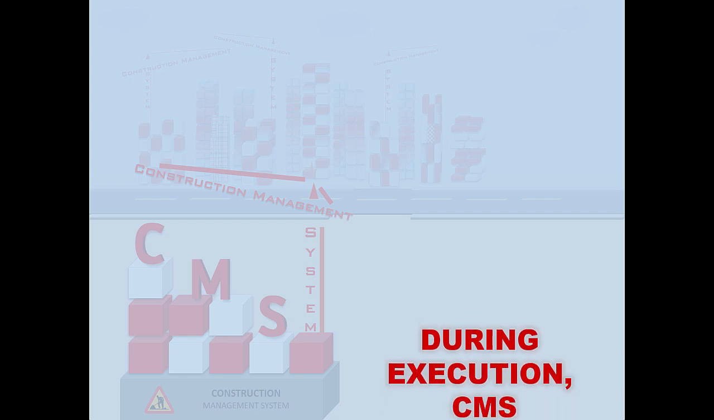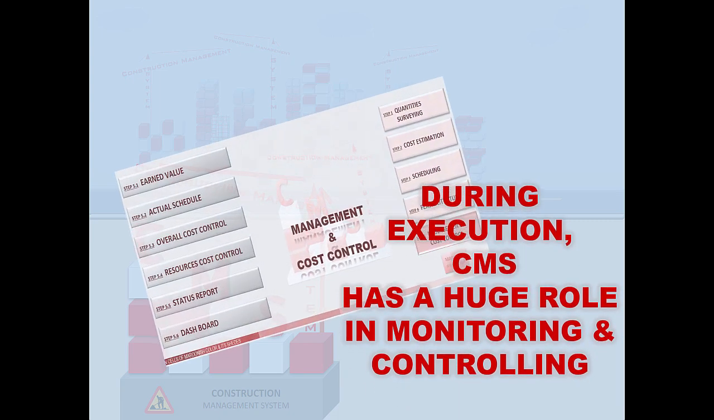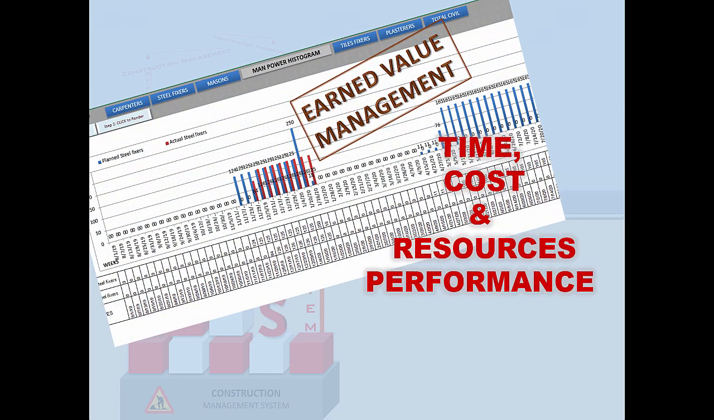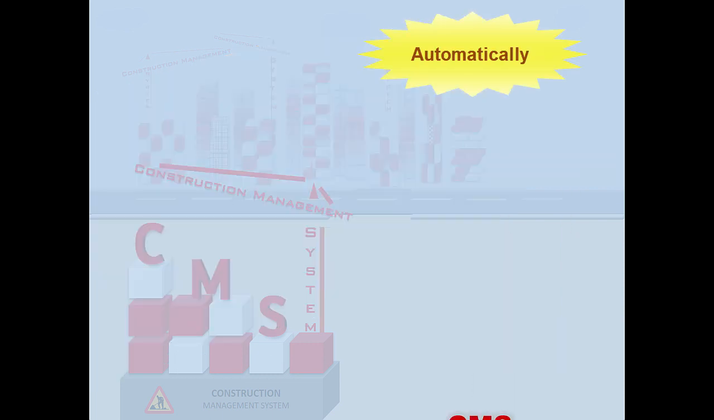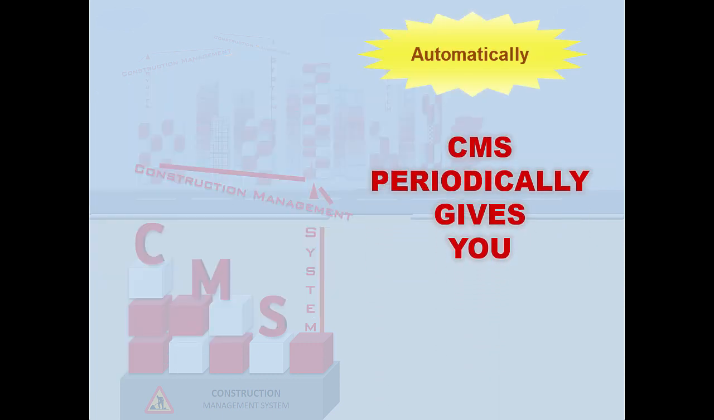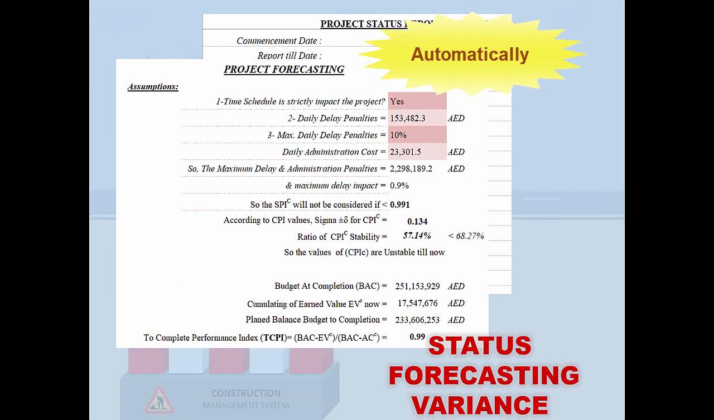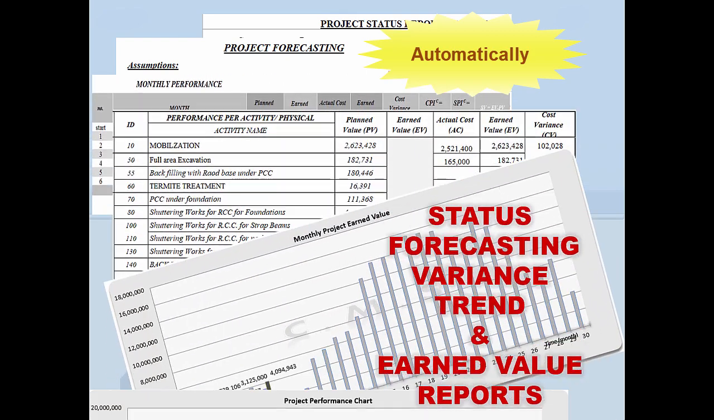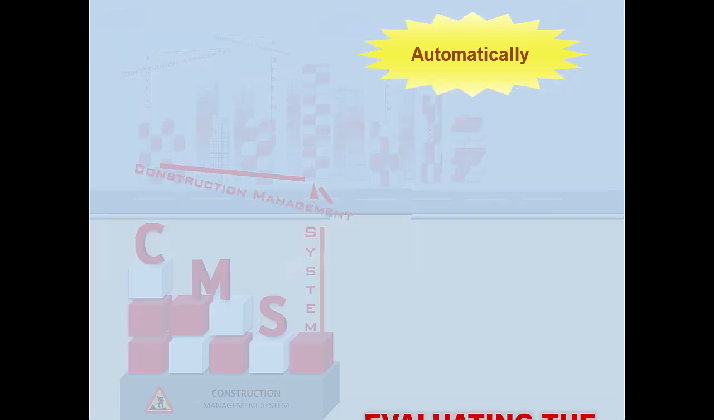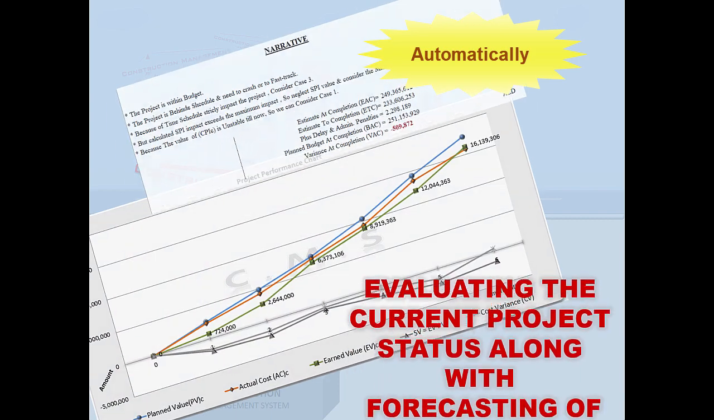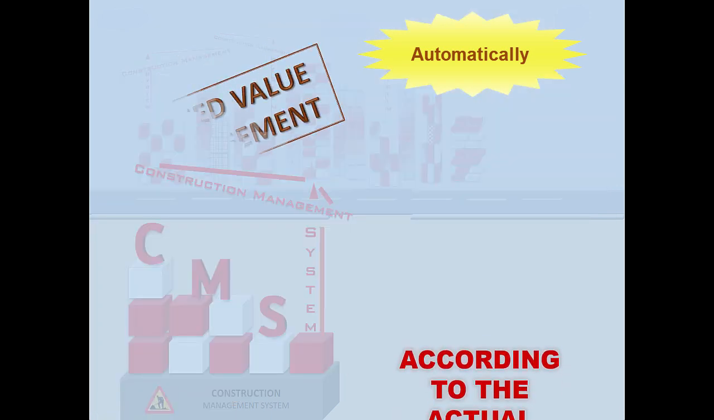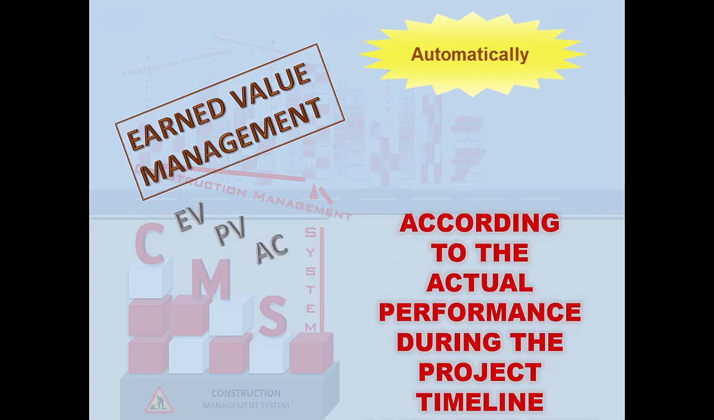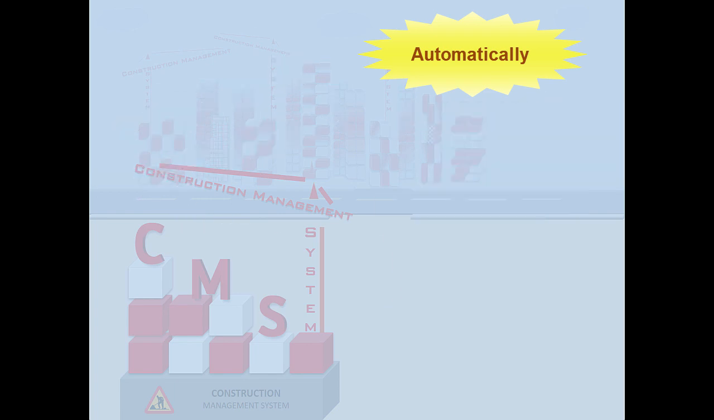During execution, CMS has a huge role in monitoring and controlling time, cost, and resources performance to allow taking the necessary mitigations and actions on time. CMS periodically gives you status, forecasting, variance, trend and earned value reports, evaluating the current project status along with forecasting of the estimate at completion according to the actual performance during the project timeline compared with the planned values.